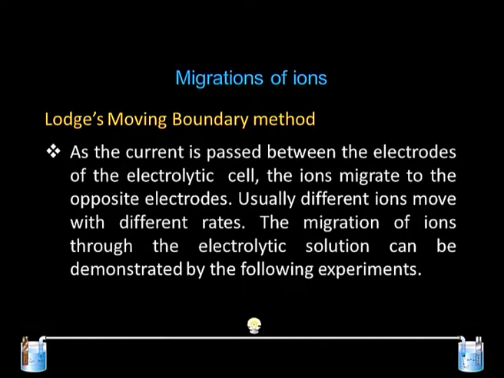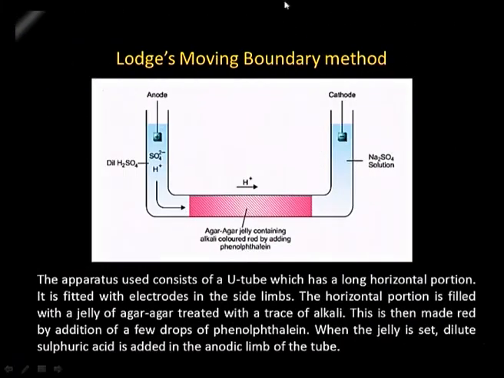To understand what these ions can do and how we can see whether the ions are moving or not, we have to look at some simple experiments which show qualitatively that the ions are moving. The first method is the Lodge moving boundary method. As the current is passed between the electrodes of the electrolytic cell, the ions migrate to the opposite electrodes. Usually different ions move with different rates. The migration of ions through the electrolytic solution can be demonstrated by the following experiment.